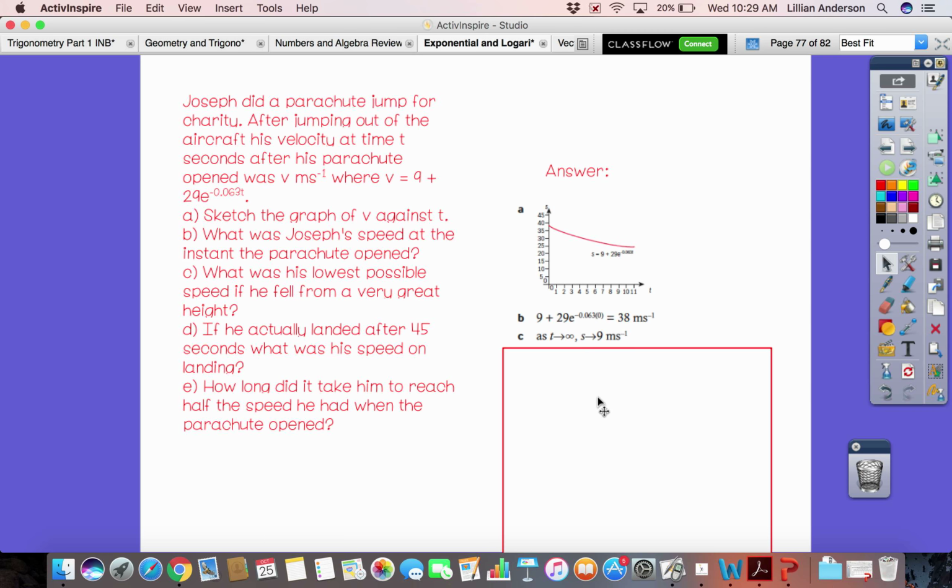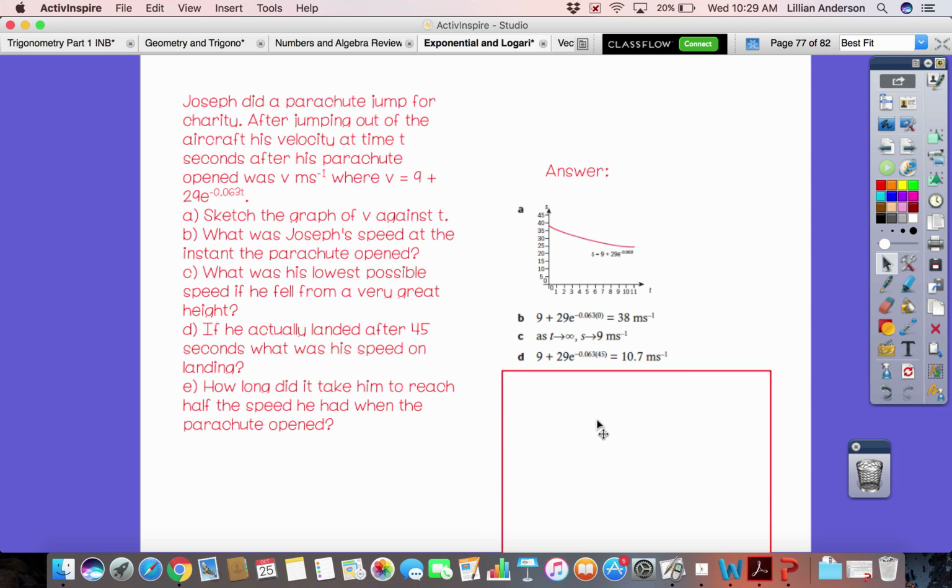For D, if he actually landed after 45 seconds, what was his speed on the landing? So we know he's going to level out and eventually he's going to end up hitting the ground. But this problem wants to know, okay, if he landed after 45 seconds of jumping out of that plane, what was the speed when he landed?